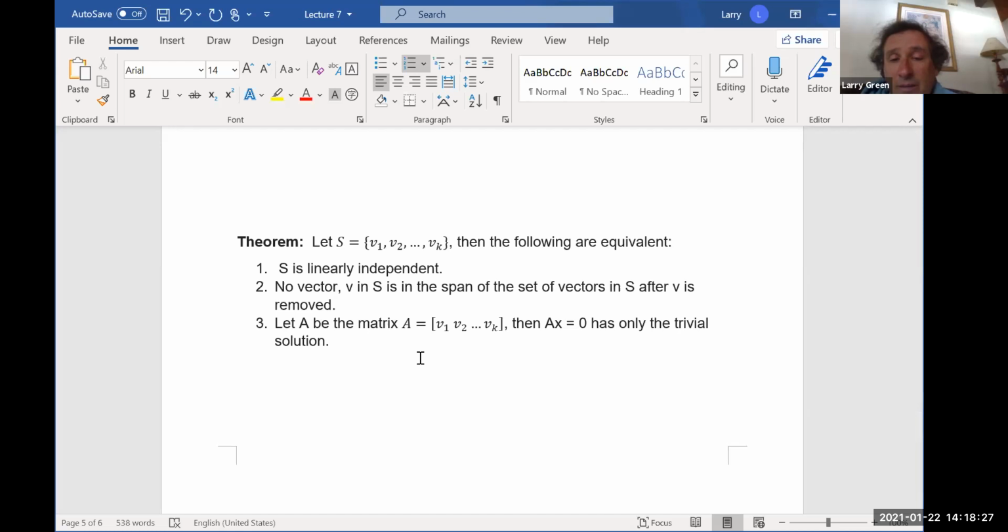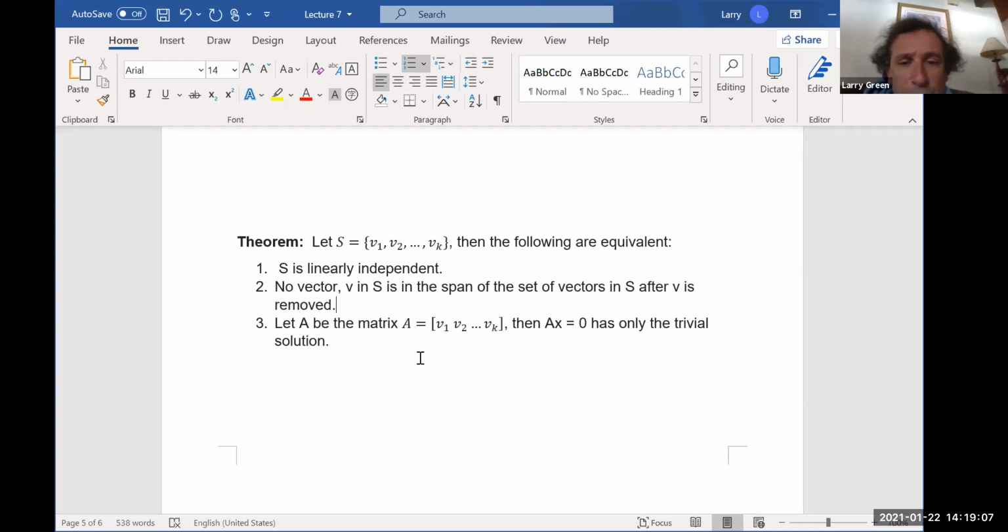Okay, so this is a big theorem. It's a very useful theorem. It's not the big theorem, though, just to let you know that. We've kind of seen 1 and 3 together. Do you agree? That's kind of how we did the first couple examples. We wrote the matrix with column vectors V1 through VK, and then RREF'd it, and then saw if AX equals 0 had the trivial solution only. Isn't that what we did? Do you all follow that?